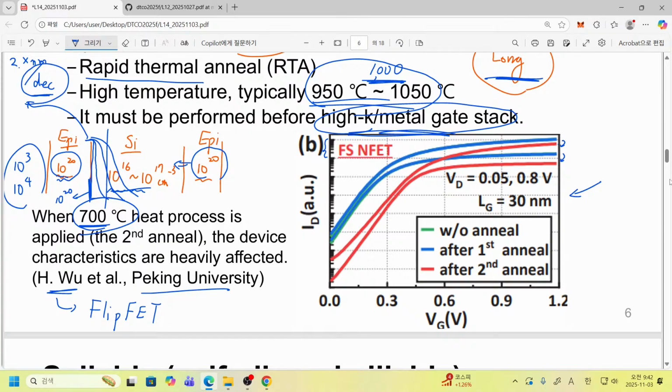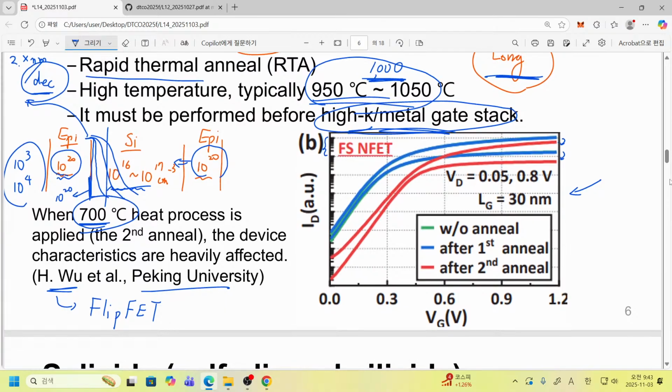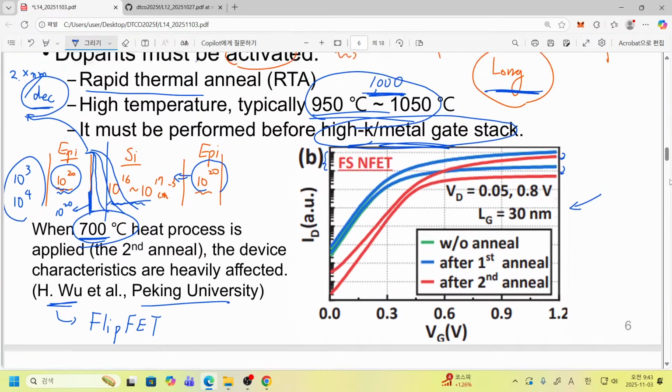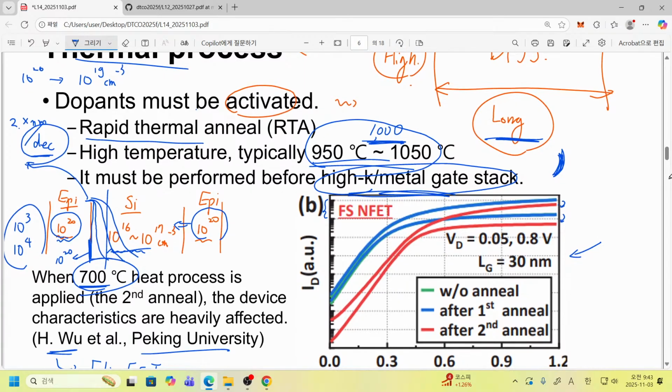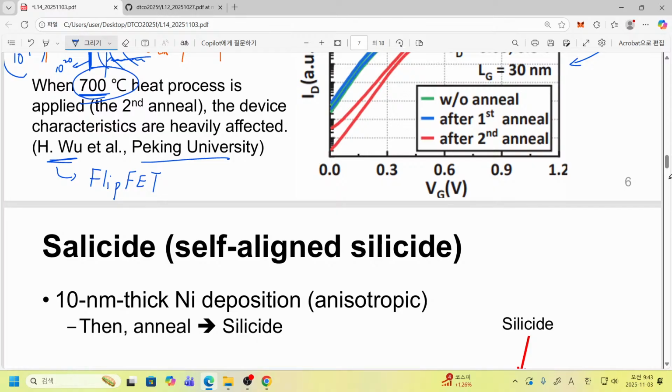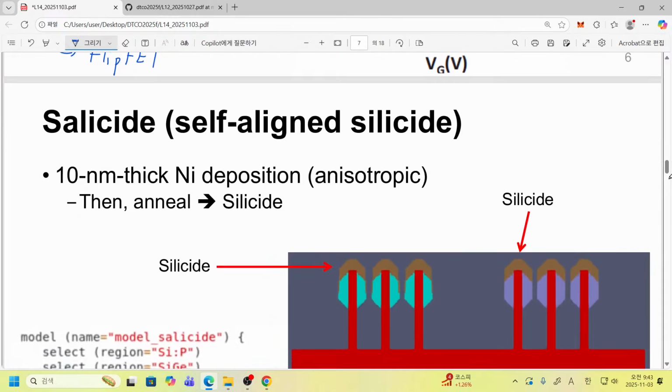So the authors introduced double flipping to avoid that. But every time we make a flip, it is related to a reduction of processing yield, so we have to consider this option more critically. But anyway, it is important to understand there is a recommended order between the source-drain heat process and the metal gate stack formation. And now we are almost done in this case.